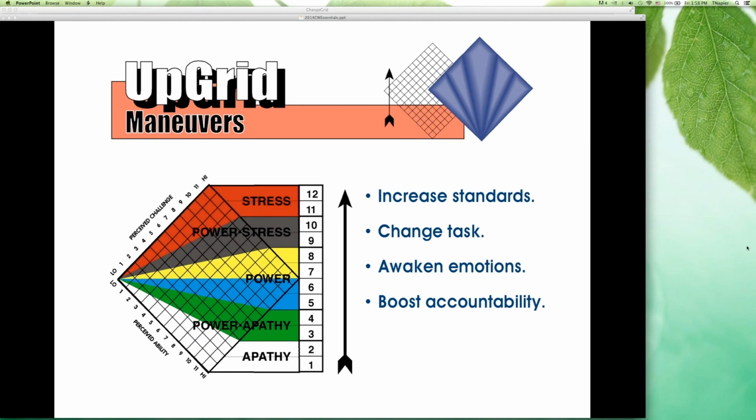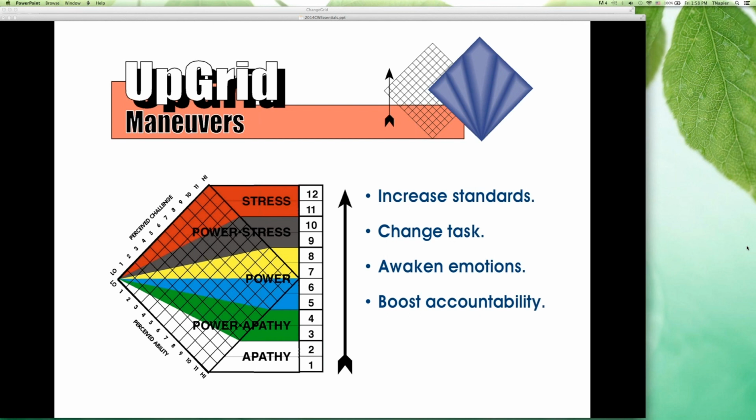I can increase your level of tension by increasing the standards against which you are measuring your performance. I can increase the tension by changing the task in some slight or profound way. I can raise your tension by awakening the emotions that are associated with the level of tension I want you to experience. So if you're down in apathy and I want you to be in power, power is all about pride and confidence. If I can awaken these feelings of pride and confidence in you, you will naturally move out of apathy and up into power. You'll get back on mission and purpose.